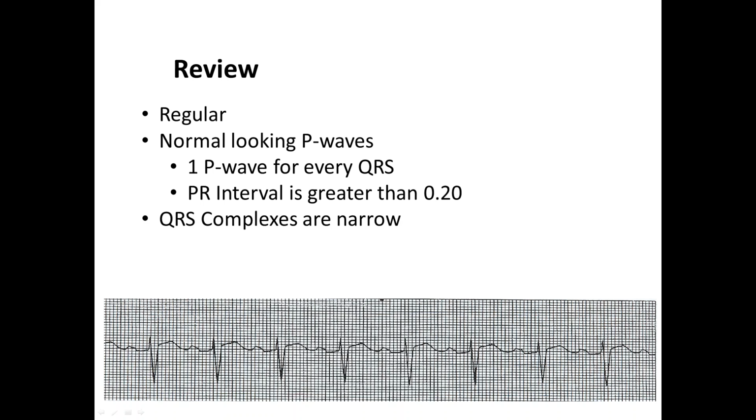Finally, we're going to look at our QRS complexes, which will be narrow. They're likely to look normal, just fine. So that'll leave us with a first degree heart block.